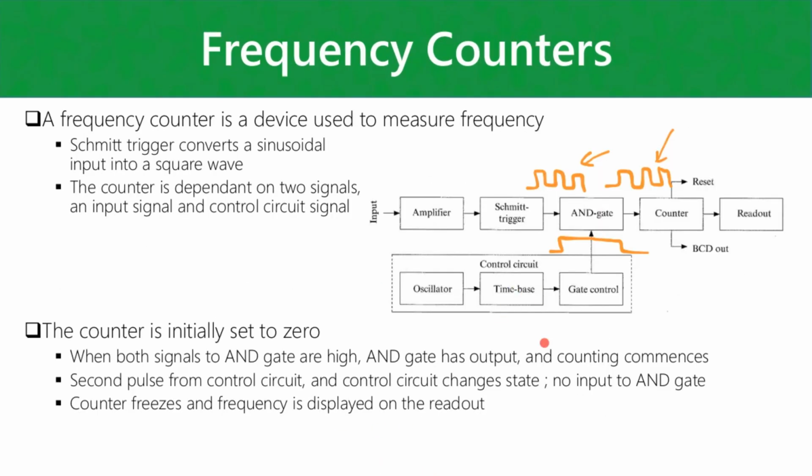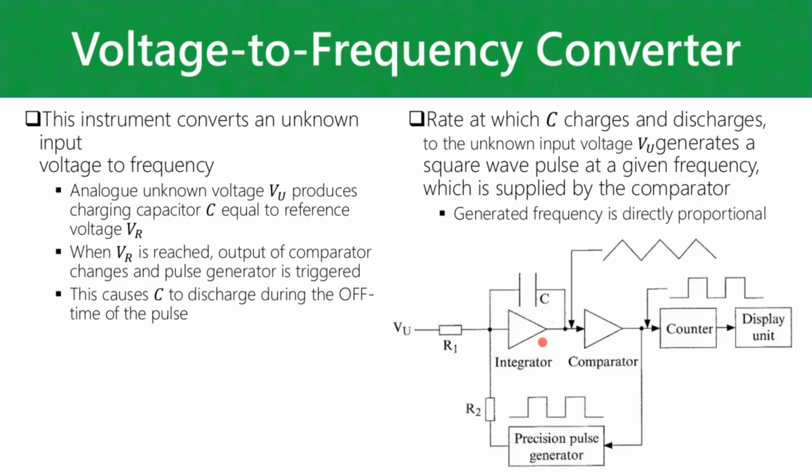And this is implemented in the next few circuits that we're going to take a look at. You also get the voltage to frequency converter, which is essentially an analog to digital converter. So you have an unknown voltage at the input. You have an integrator, and this integrator is going to output a triangular waveform. That's then fed into a comparator. What is missing here is a reference voltage.